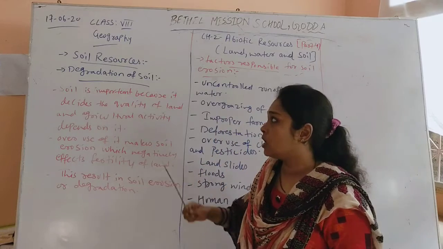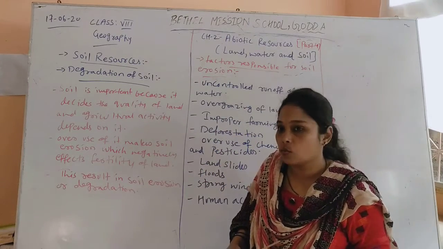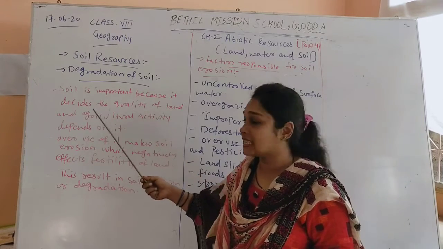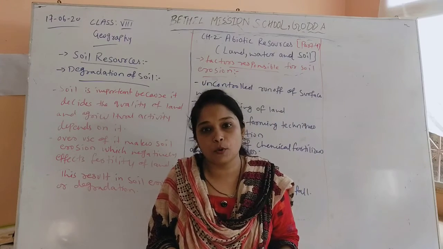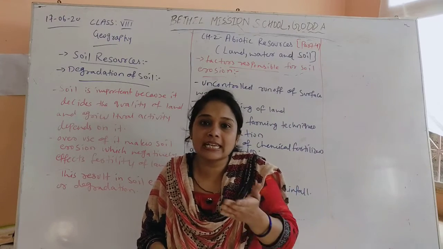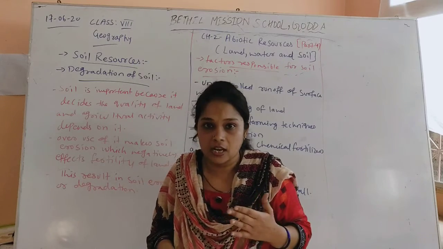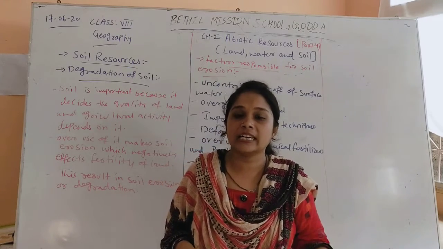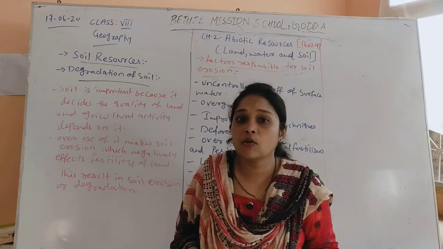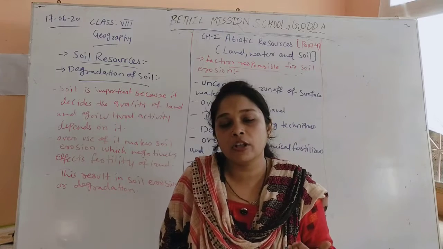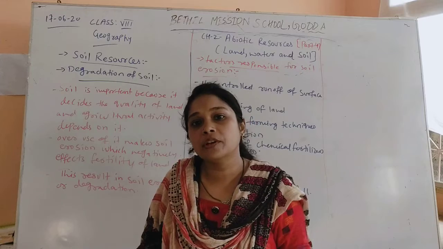But when we talk about degradation of soil, first we will see why soil is very important to us. Soil is important because it decides the quality of land, and agricultural activities depend upon it. Soil decides whether the land is fertile or infertile. If the land has fertility, then only we can cultivate crops and have a production of food crops or food grains on that land.